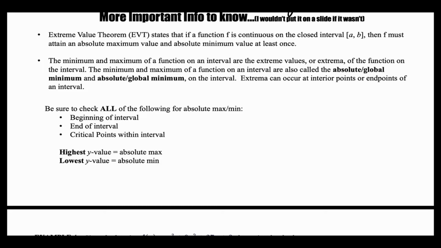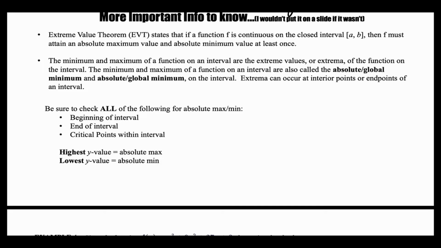Extreme value theorem, EVT, states that if a function f is continuous on a closed interval, it has to be on a closed interval, then f must have an absolute maximum and absolute minimum at least once. So if it's continuous and on a closed interval, it means it goes from here to here, not from negative infinity to positive infinity. It has to have one of each, at least one of each.